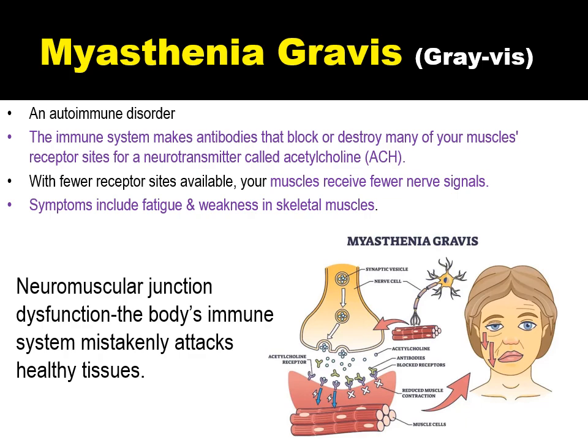And we talked about myasthenia gravis earlier, an autoimmune disorder. And this causes the immune system to make antibodies that will block or destroy the receptor sites for ACH. So you can't pick up any ACH because those receptor sites have been blocked. And eventually your muscles get less and less signals. They get tired, you get weak, and so on as the immune system mistakenly attacks healthy tissues. But it's an ACH disorder.